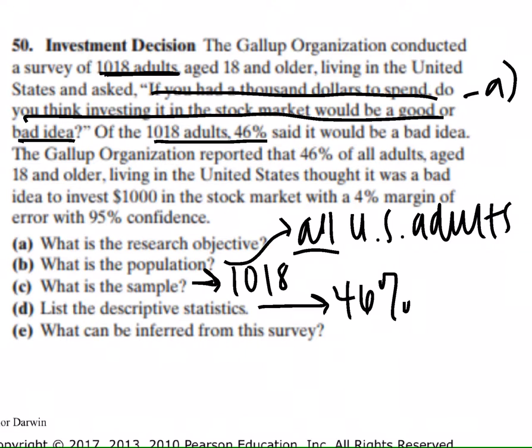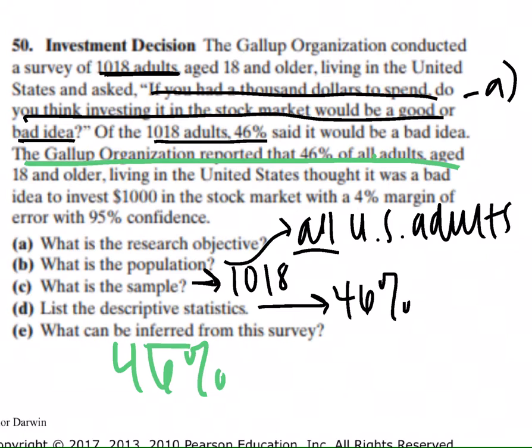And what can be inferred about this study? Then it's basically what they concluded. I'm going to do this one in green. The Gallup organization reported that 46% of all adults, so that's it inferring about the population, all, aged 18 and older, living in the United States, thought it was a bad idea. So it's also 46%, but I'm going to tell you that's not always the case. It has been for the last 2 examples. A lot of the times it's close, but it won't necessarily be the same. And we'll learn how to calculate that later on in this course.